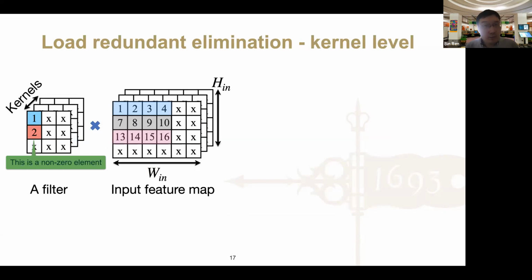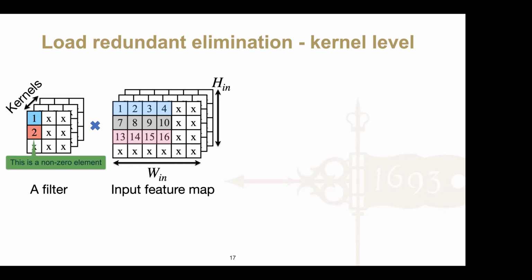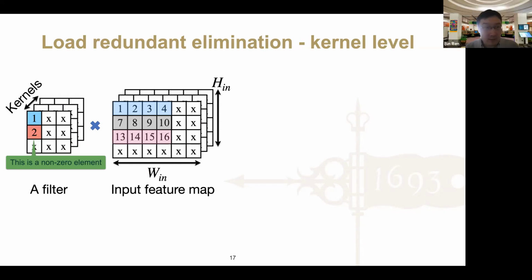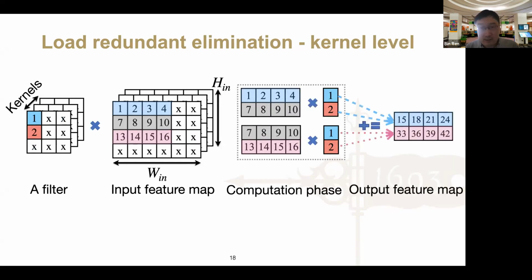Actually, we have two levels of load redundancy elimination. The first level is the kernel level, and the second level is the filter level. In the kernel level, let's look at this figure. Each 3x3 picture is a kernel, and each cell is a weight. For the first kernel, we have two weights, 1 and 2. If we do a convolution operation, weight 1 will require the data in the first row, and weight 2 will require the data in the second row.